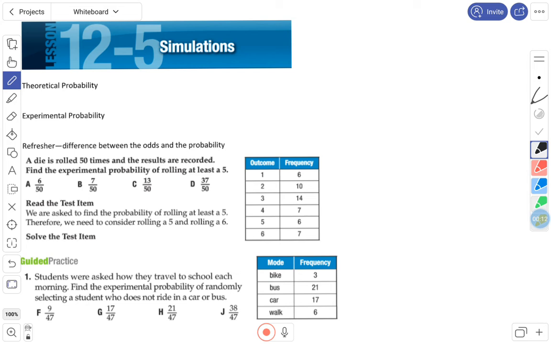So first, let's define what is the theoretical probability. The theoretical probability is what should happen in a perfect world. So for example, if I was talking about flipping a coin and I said, what's the probability that I get a heads, you would say, oh, 50%. That's correct. Theoretically, that's what should happen. Experimental probability is what actually happens. So let me write those definitions in really quick.